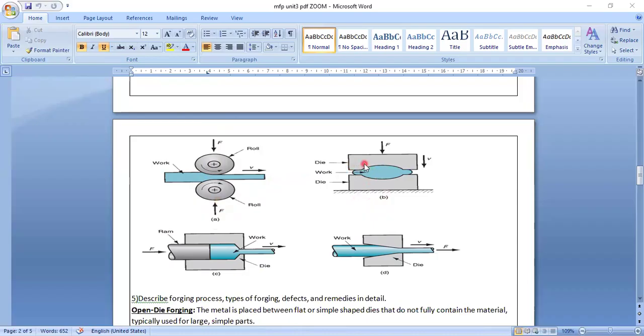Here, dies are used, two dies. In between, I fit some plastic material, which is the workpiece. From the top downward, one is fixed and one is movable. I force it, so it takes this oval shape, and an oval-shaped object can be formed here.